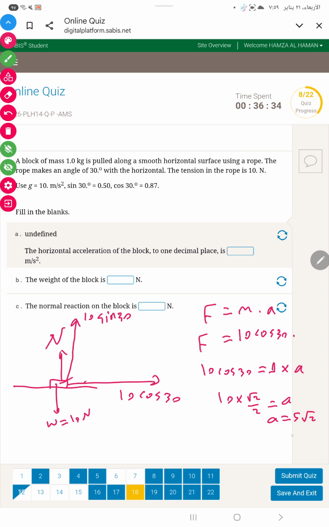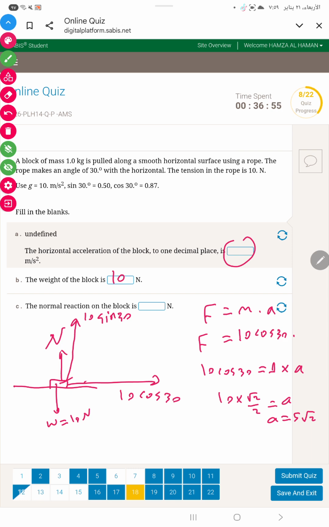Since this is an exact answer, but they want the answer to one decimal place, convert this into a decimal and put it here in the answer space. The weight of the block, W equals mg, this is very easy. You multiply 1 by 10, you get 10 newtons.